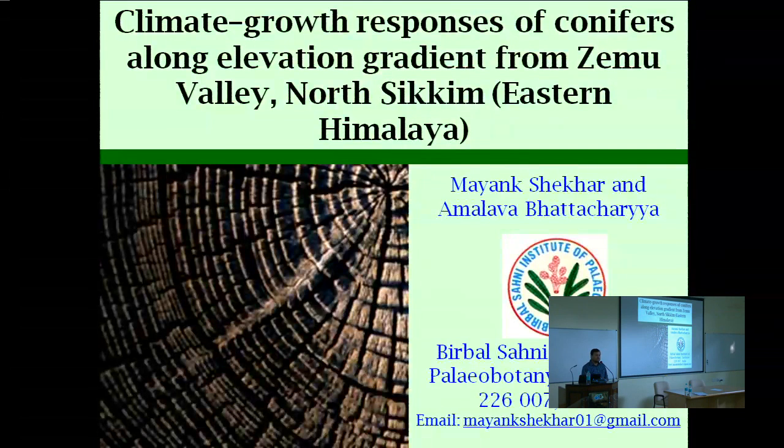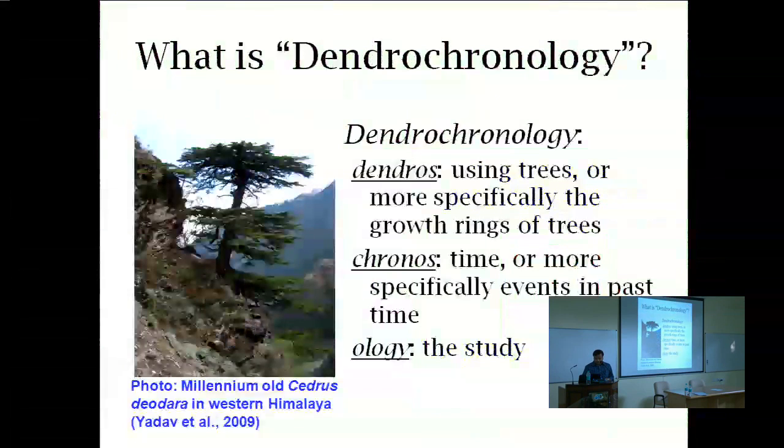Despite that, we are able to reconstruct past climate based on different proxies, and tree rings are one of the best proxies. We have been discussing how climate is changing and how different scenarios of climate are going to be. But now I'm going to discuss how exactly the tree growth relationship has been changing in the eastern Himalaya. My title of talk is Climate and Growth Responses of Conifers along an elevation gradient from Zemu Valley, North Sikkim, eastern Himalaya. I'm going to deal with dendrochronology.